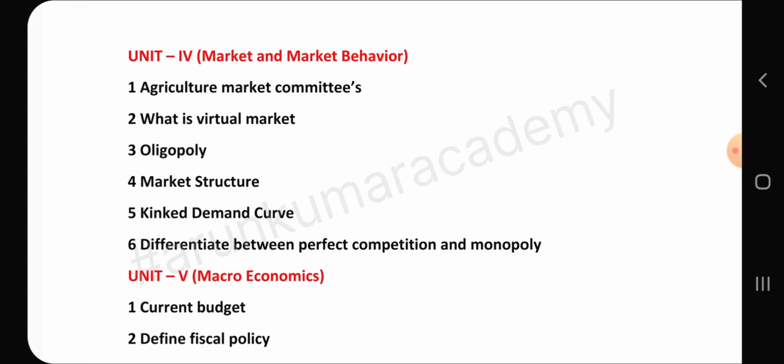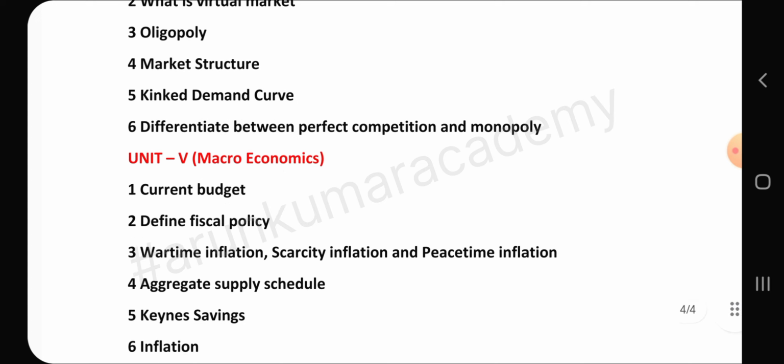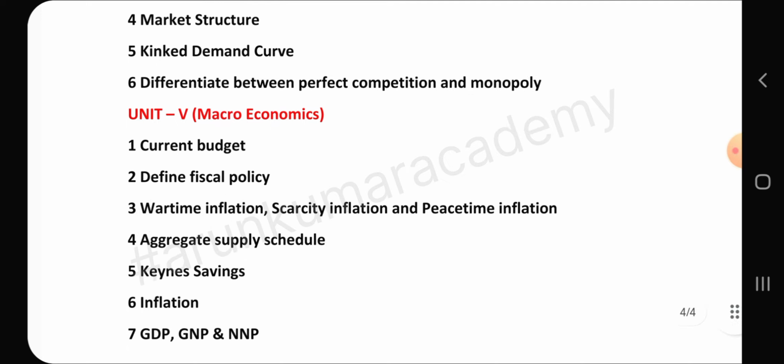These are the important questions, like agriculture market committees, what is virtual market, oligopoly, market structure, kinked demand curve, differentiate between perfect competition and monopoly. From unit 5, that is macroeconomics, these are the most important questions, like current budget, define fiscal policy, wartime inflation, scarcity inflation and peacetime inflation.